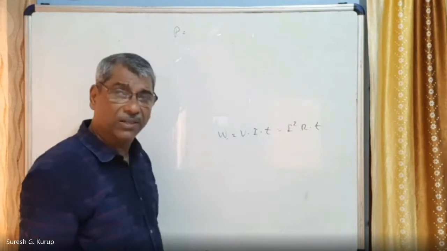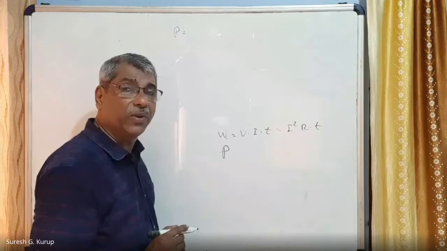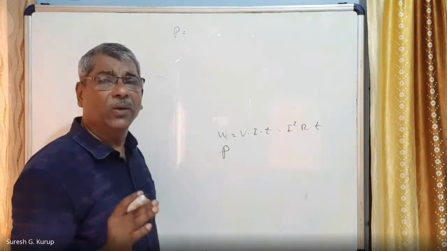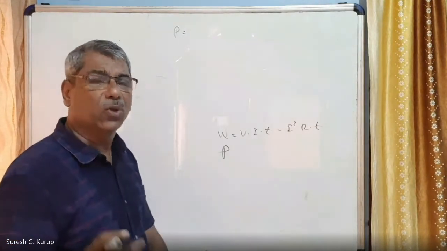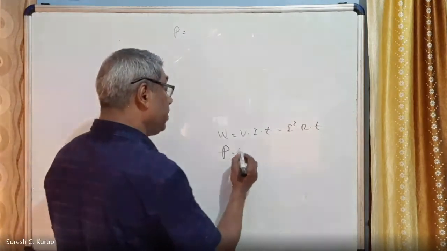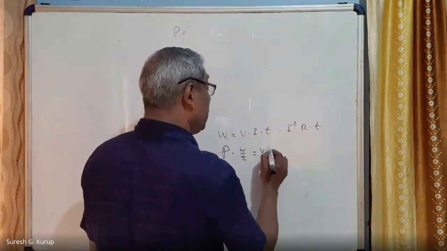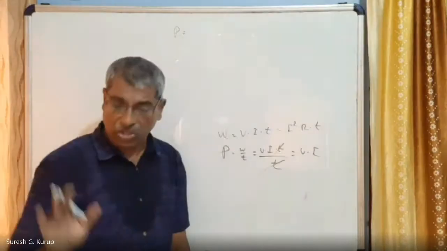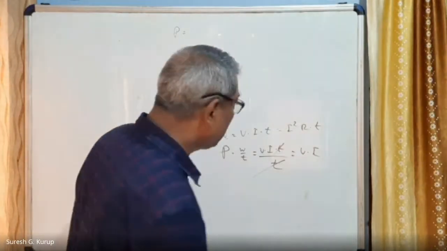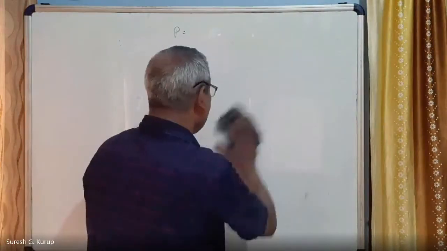Now, in an electric circuit, power is the amount of energy utilized by a resistor or a device in unit time. Power is equal to W by T, that is equal to V into I into T divided by T. T and T cancel, so it is equal to V into I. That means current into voltage is equal to power.